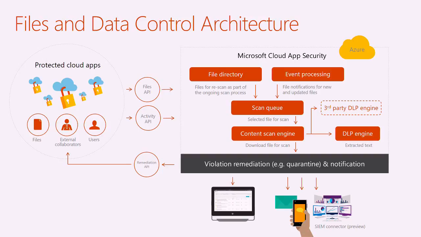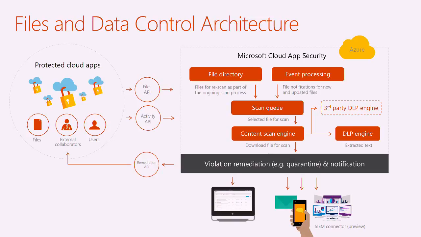And essentially we have a file directory and an event processing. So files are scanned and rescanned as part of the ongoing scan process, putting those into the scan queue, selecting files for scan, and then the content scan engine goes through and scans that and bubbles that up into the dashboard for you to actually have a look at that. And of course, we support now the Office 365 DLP engine and third-party DLP engines in Cloud App Security.